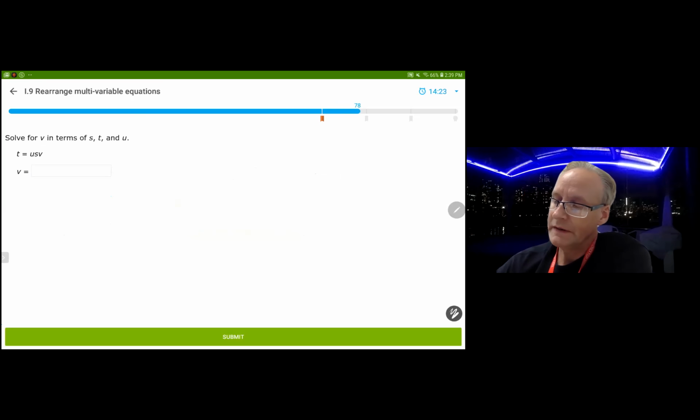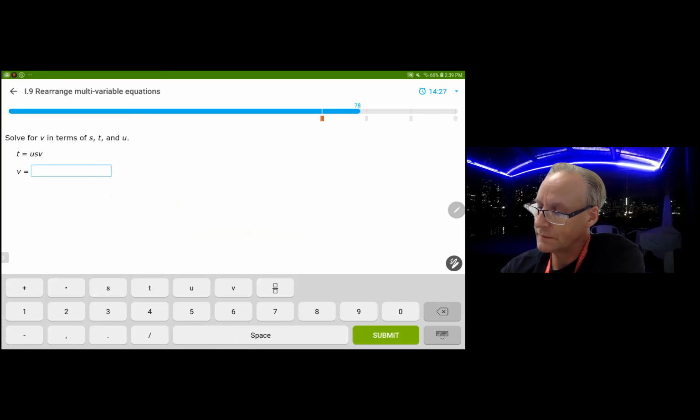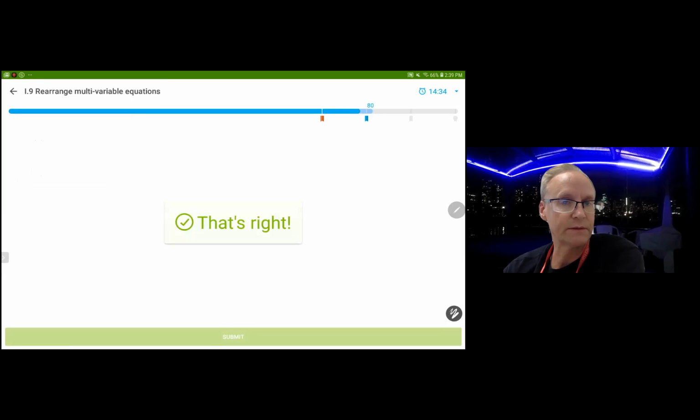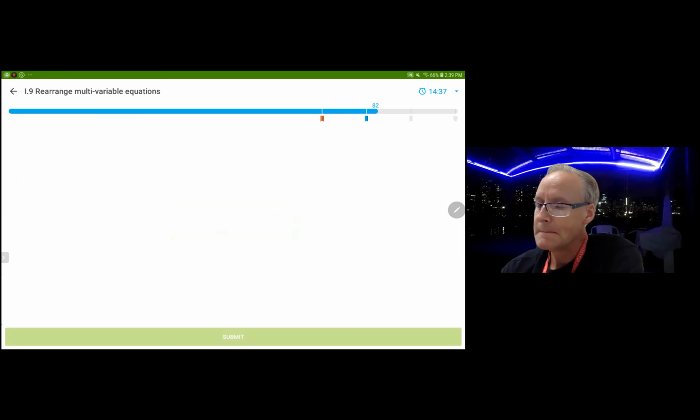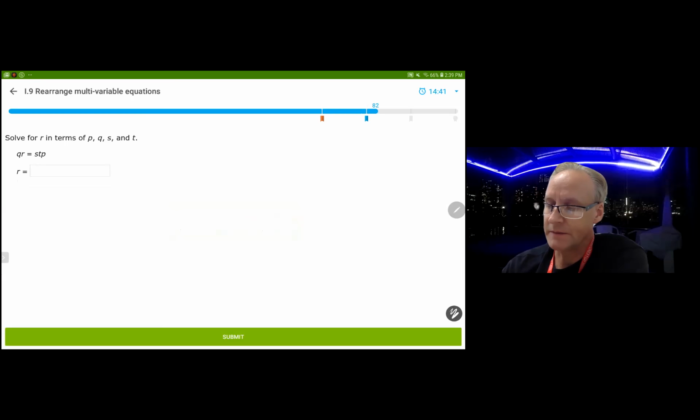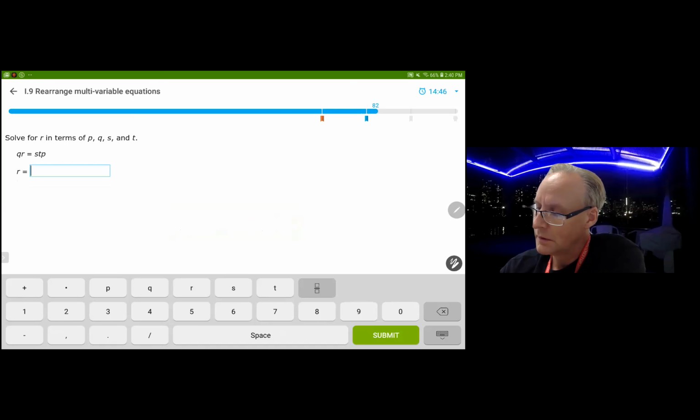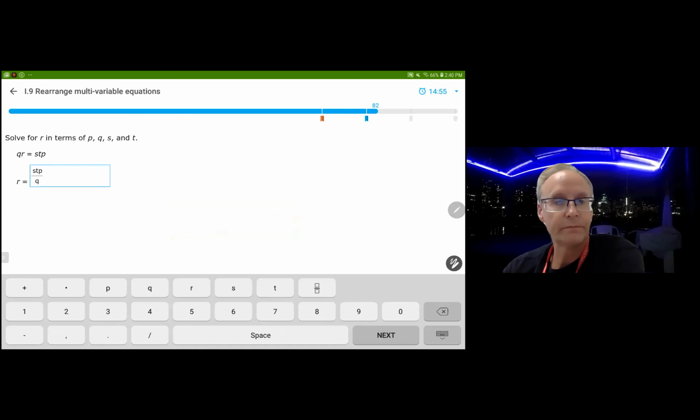We want to solve for V, so we're going to divide by US, and I'm going to get T over US. I want to move right along here, see if I can finish up for you. We want to solve for R, so we're just going to divide STP by Q. STP, and we're going to divide by Q on both sides. Oh, I said divide. There it is.